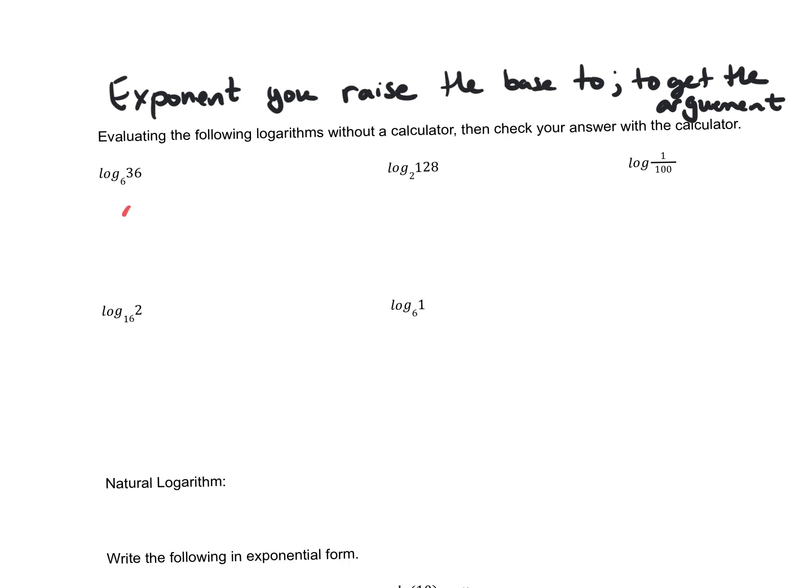All this means is, 6 to what power is 36? Well, we know 6 squared is 36, so log base 6 of 36 is 2. So thinking of a log expression, you're really just trying to think of what power you'd raise the base to, to get that argument value. Now you can do this for all these. Some are obviously not as nice, but these are all really nice, ones we can certainly do in our head.